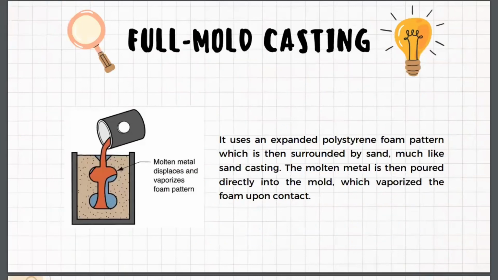The method used here is full mold casting, where it uses an expanded polystyrene foam pattern, which is then surrounded by sand, much like sand casting. The molten metal is then poured directly into the mold, which vaporizes the foam upon contact.